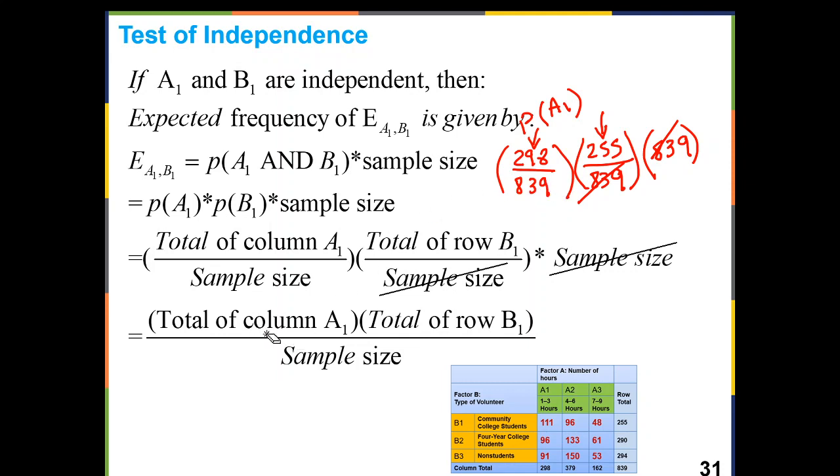So the formula looks like, if you want to find the expected value in this cell, just take this column total, right? And then multiply it by what? This row total, and then divide it by what? The total, the grand total, sample size. That's it. So we got a formula to find the expected values easily. So let's do that.